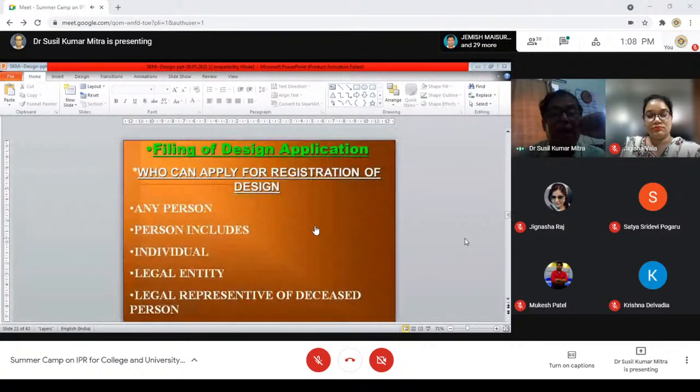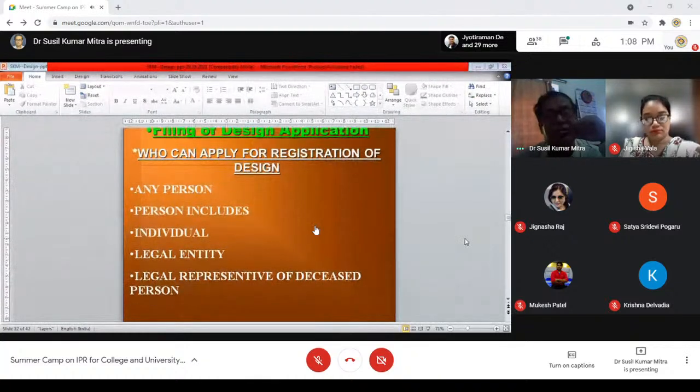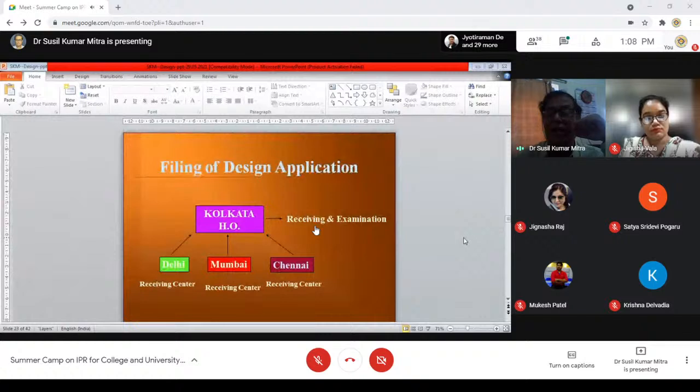You must keep in mind who can apply for design. Any person can apply. A person can include any company, any individual, legal entity, micro industries, and the legal representative of a deceased person can apply for registration of design. Now the case is that you have 4 offices, and the Kolkata head office is now the design wing of the patent office. All the prosecution, registration, and examination happen in the Kolkata office, but you can apply at the Delhi, Bombay, and Chennai offices. Then the Delhi, Bombay, and Chennai offices transfer your application to the Kolkata office for examination and registration of design.